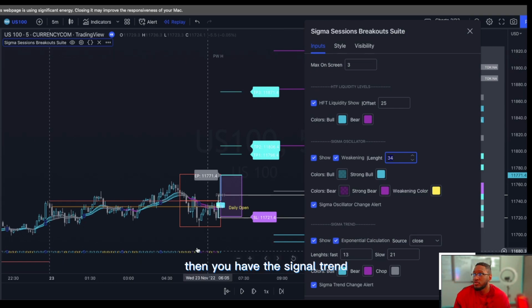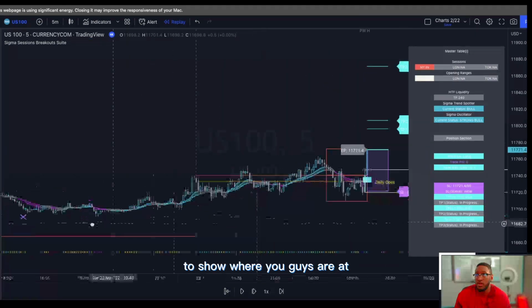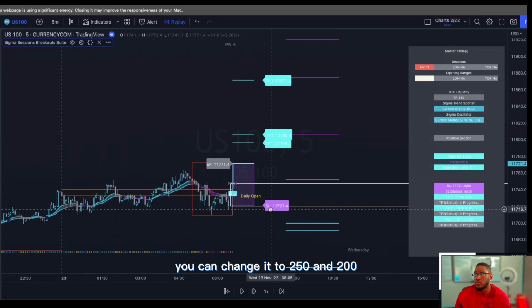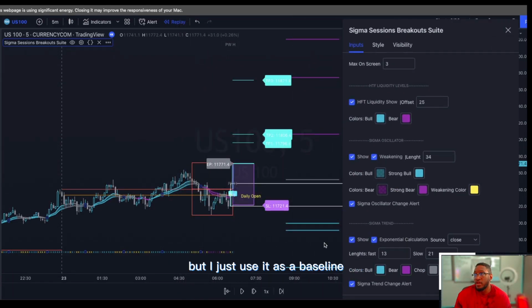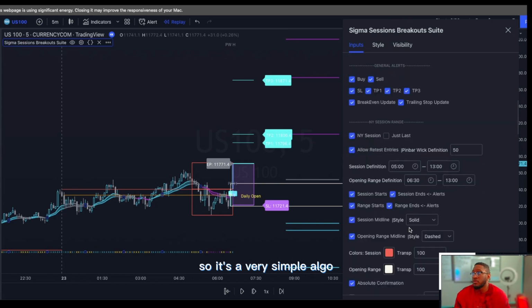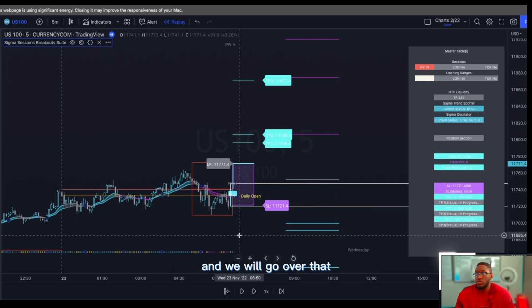Then you have the Sigma trend. It's set to 13 and 21. This is what I like to use, and it's just a small trend to show where you guys are at. You can change it to 100, you can change it to 200, 50 and 200 cross, however you guys want to trade it. But I just use it as a baseline, and then exponential calculation, and then Sigma trend change alerts, and that's it. So it's a very simple algo, and I think it's very, very effective. We do have a back testable version, and we will go over that in the next video.